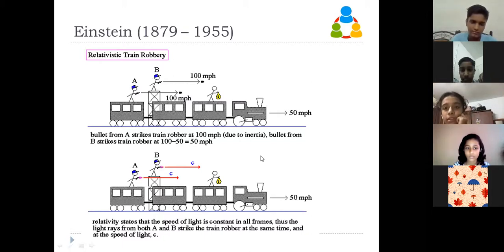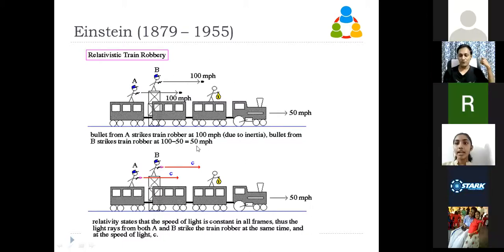100 miles per hour. A and B will be 50. Okay, brilliant. Are you able to understand this? You see, Shivananda is telling, Alan's bullet will hit me hard, at 100 miles per hour. Now, Alfred's bullet will hit me at 50 miles per hour. Why? Do you understand?